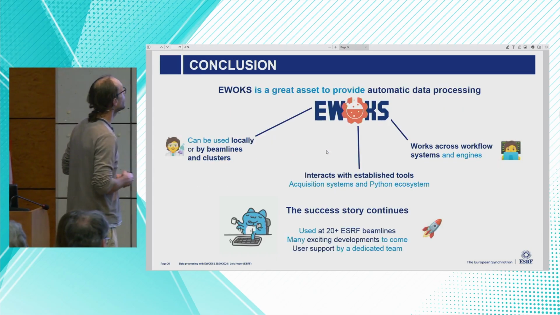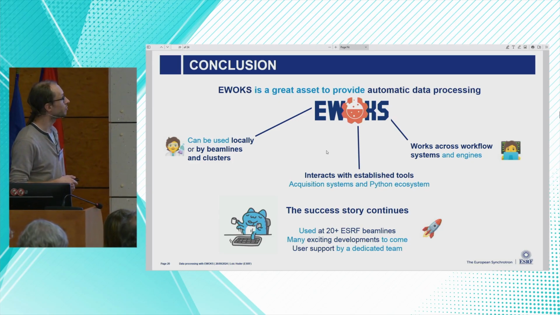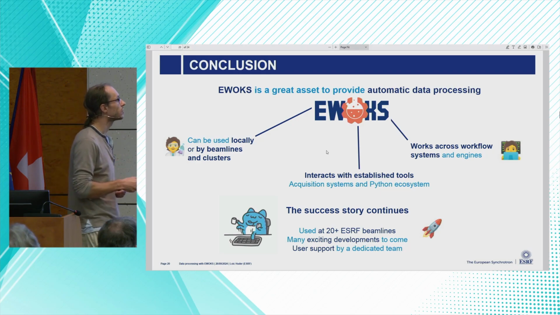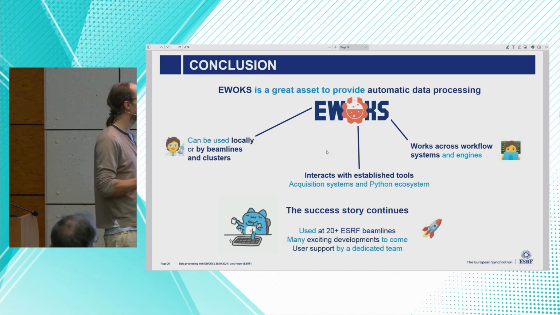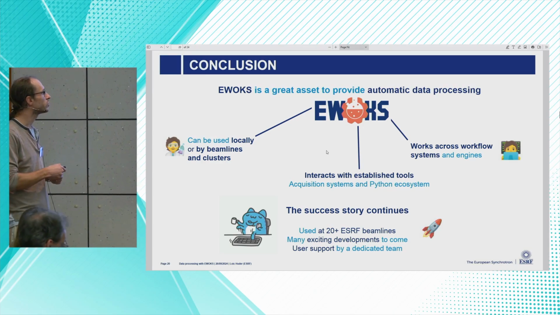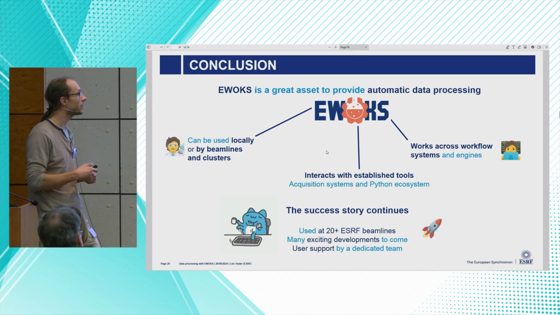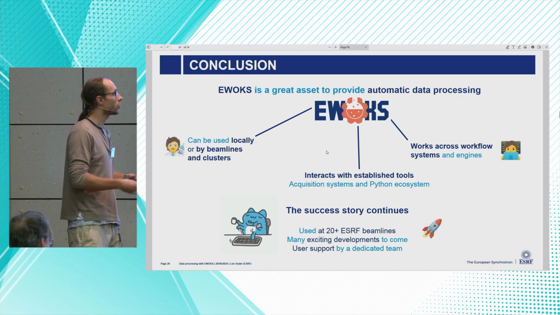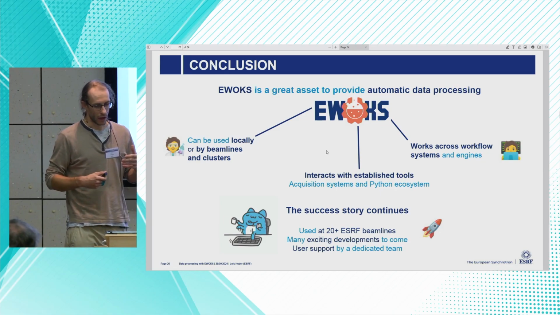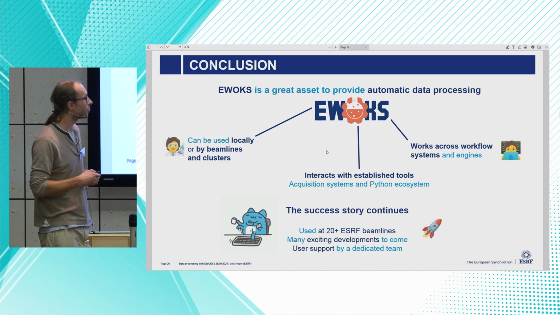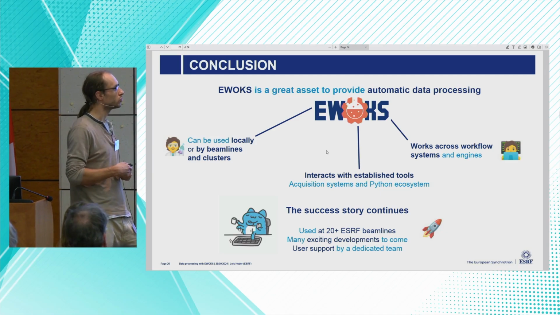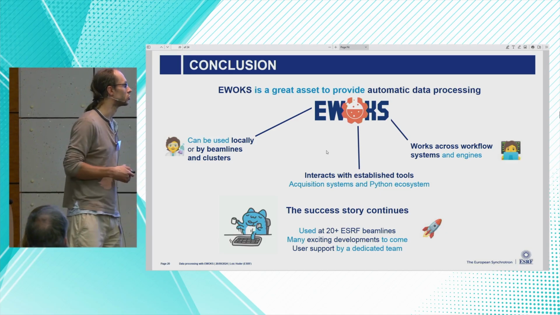Conclusion, I hope that convinced you that eWorks is a great asset to provide automatic data processing, can be used locally by users or by beamline clusters. It can interact with established tools, the whole Python ecosystem, because as I show you, any Python code, any Python function can become an eWorks task, and the acquisition system such as Bliss for the online data analysis. And more importantly, it works across workflow systems and engines. It is not tied to a single one, meaning that you can have a workflow engine that supports loops, for example, and another one that has the interactivity, such as Orange. These both produce eWorks workflows that can be reused across engines.